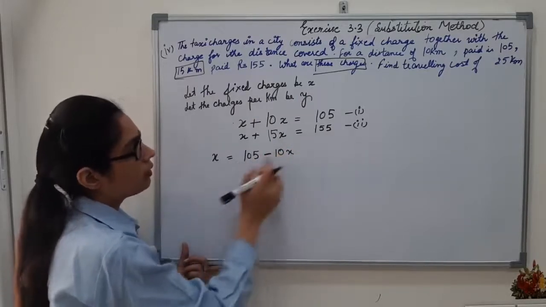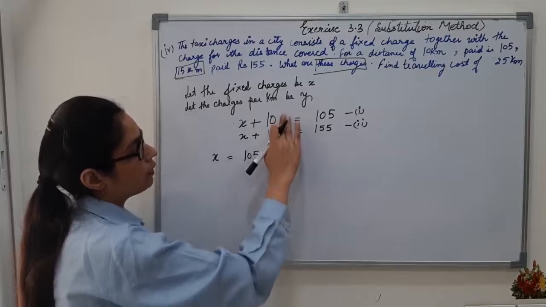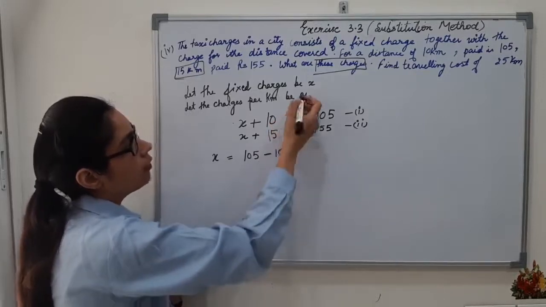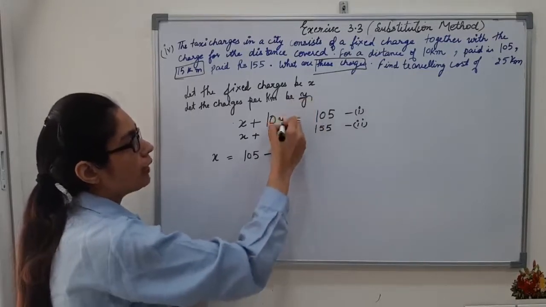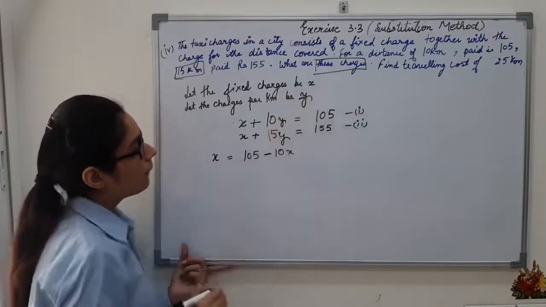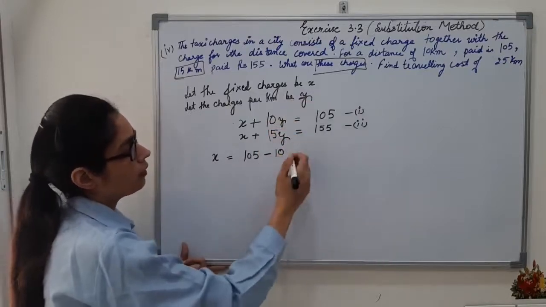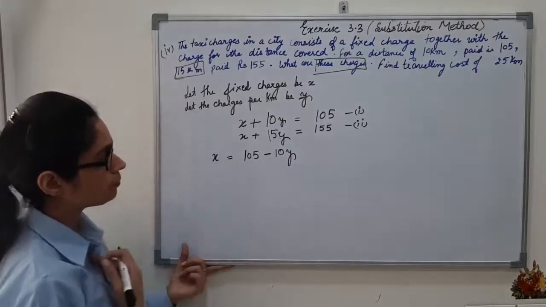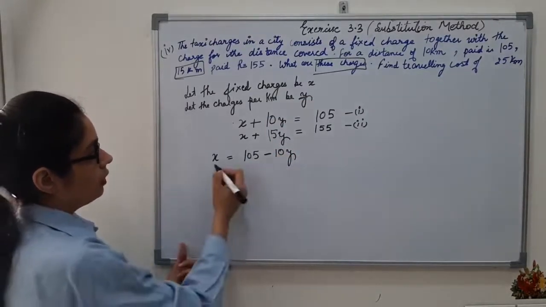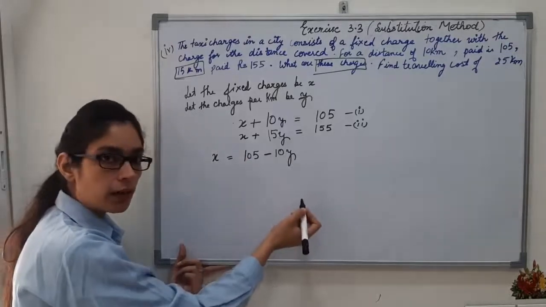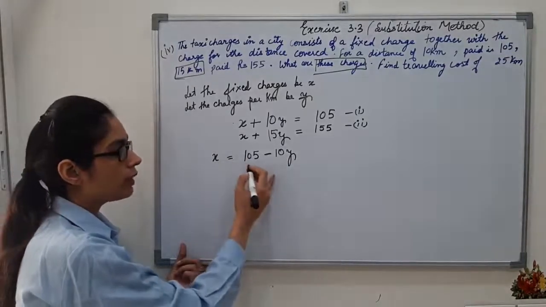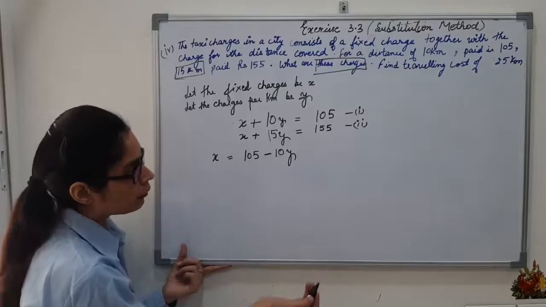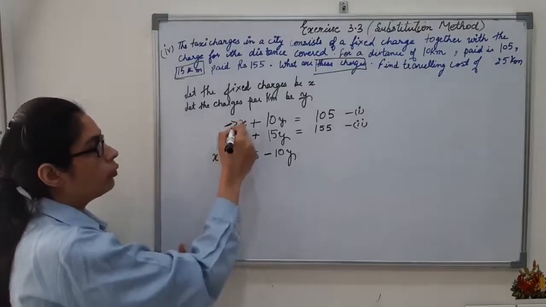Per kilometer was my y charge. So I have written x in terms of y: x is equal to 105 minus 10y. I have used the first equation.